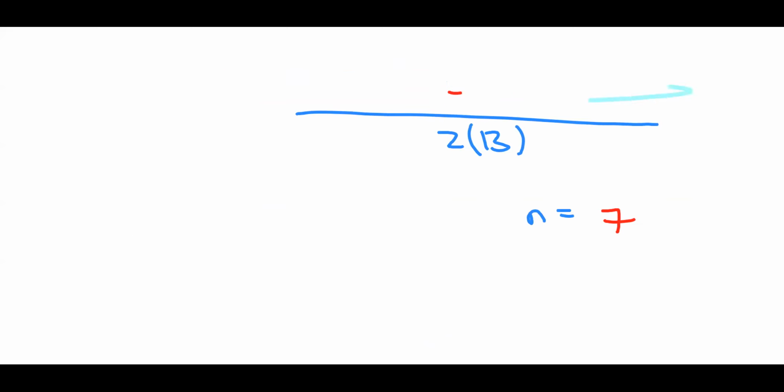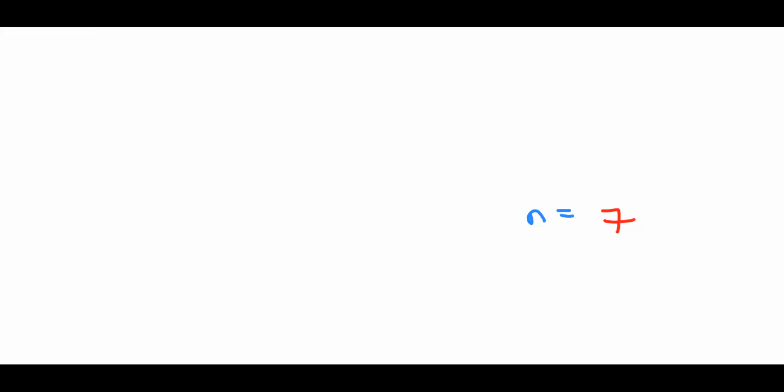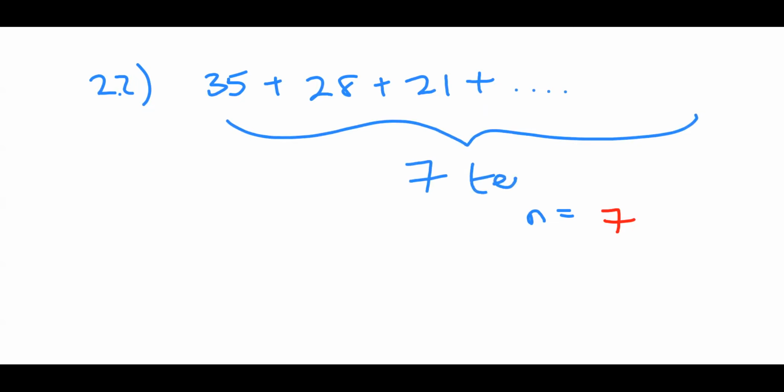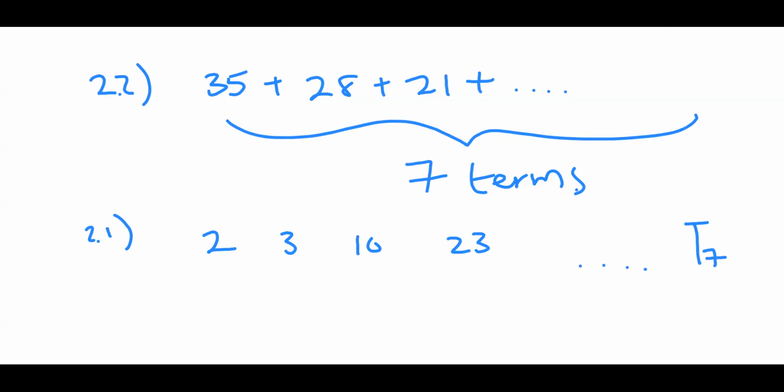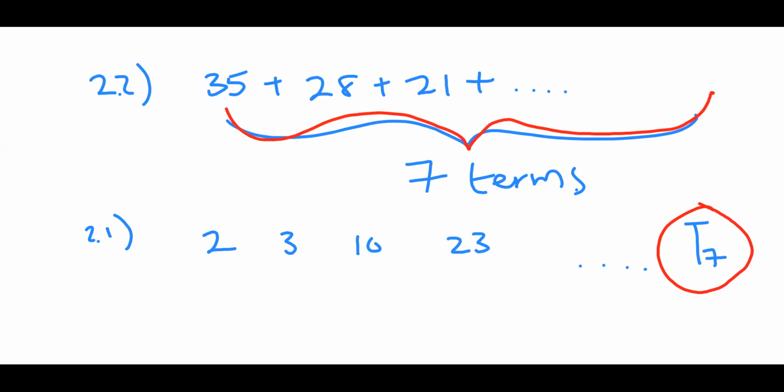Okay, so basically what this question is saying is that if you take the pattern of 2.2, it started with 35, then 28, 21, and if you were to add all the terms up until the seventh term, and you also worked out what the seventh term is for the first pattern, do you remember the first pattern was 2, 3, 10, and 23, then this seventh term of this pattern will be equal to the sum of the first seven terms of the other pattern. That's what you calculated now. I hope it makes sense now.